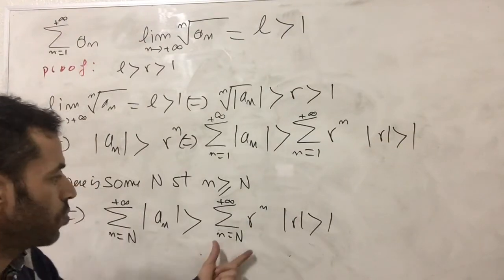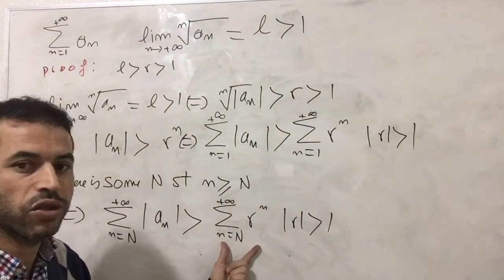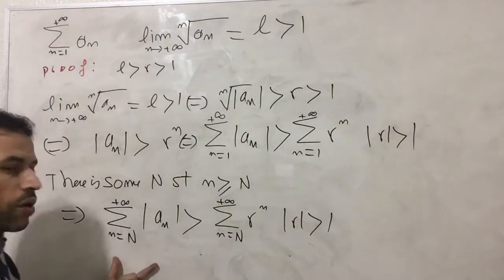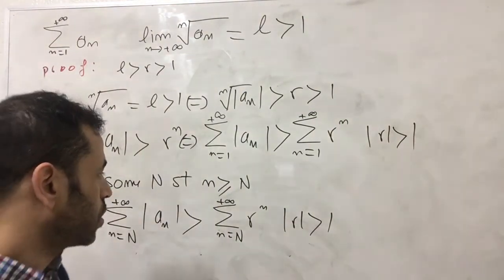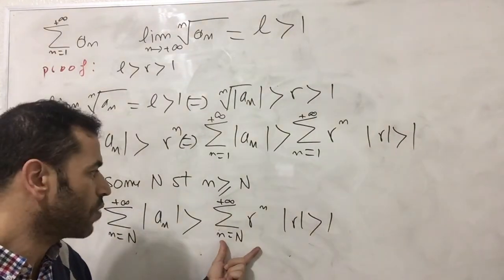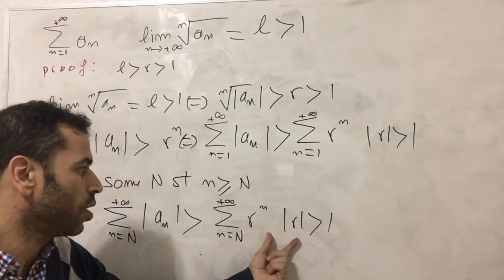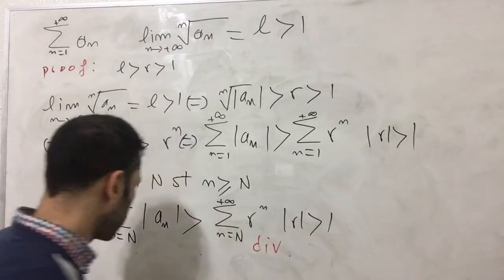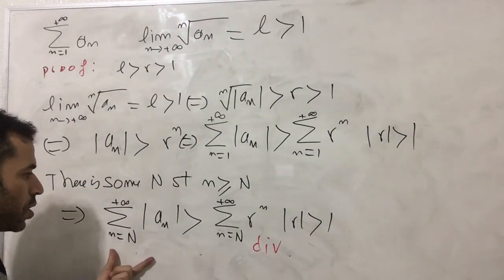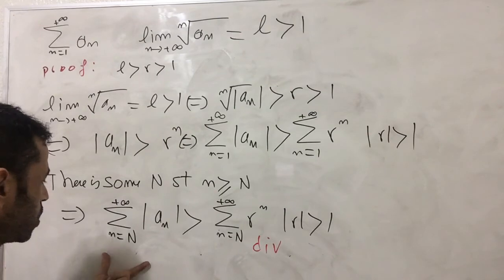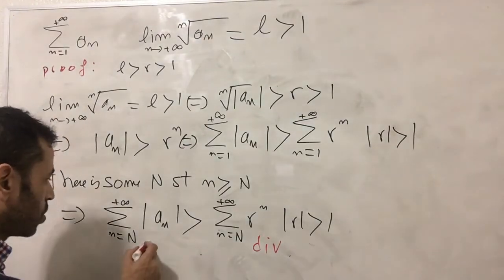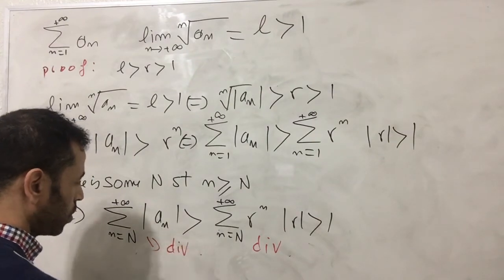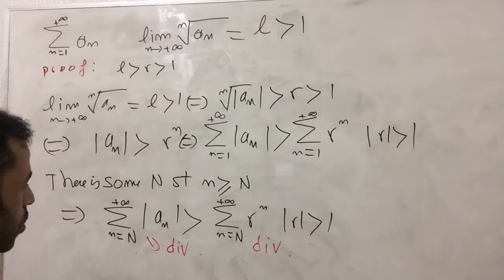As we know, this is a geometric series and it is a divergent series because we have R strictly greater than 1. So this one diverges. By the comparison test, since this sum is bigger than this sum, that means this sum diverges as well.